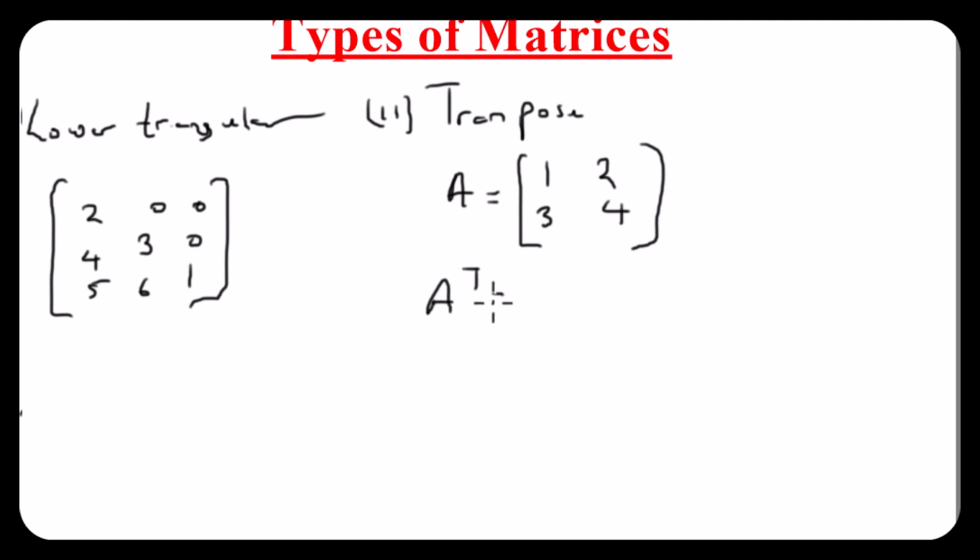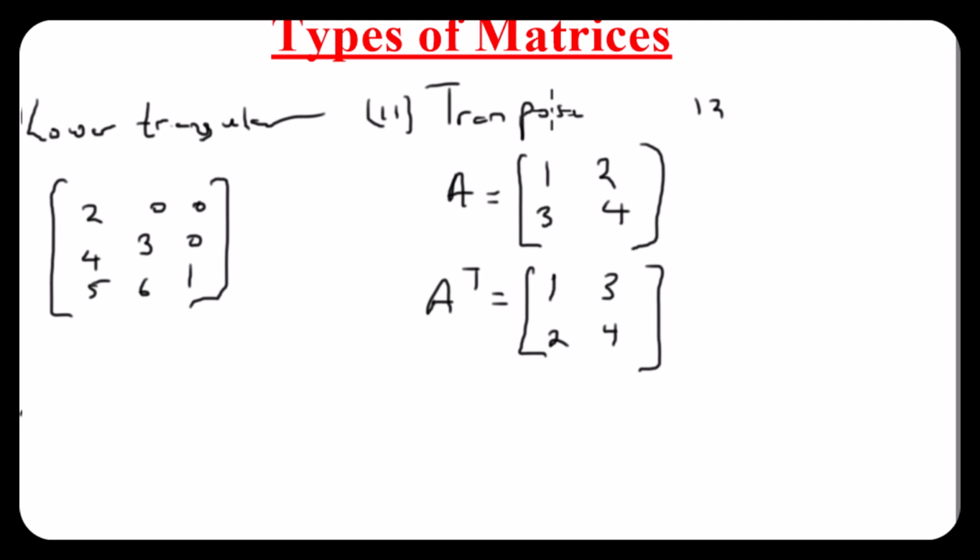Then the members of A transpose will simply be, we're interchanging the rows with its columns. The members of the first row, 1, 2, will now be interchanged to the members of the first column, so we have 1, 2. And the members of the second row will be interchanged to the members of the second column, so 3 and 4. And this is our transpose. So when you're transposing a matrix, we're simply interchanging its rows and columns.